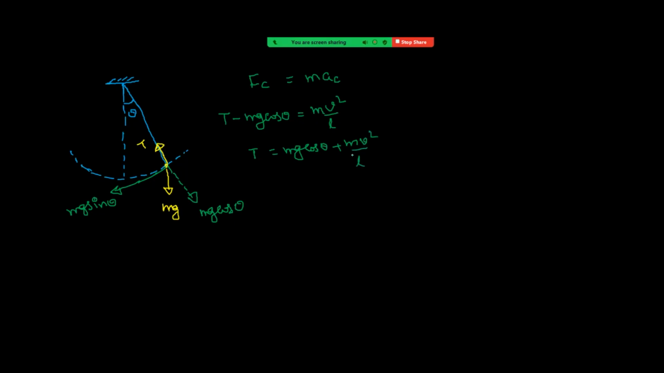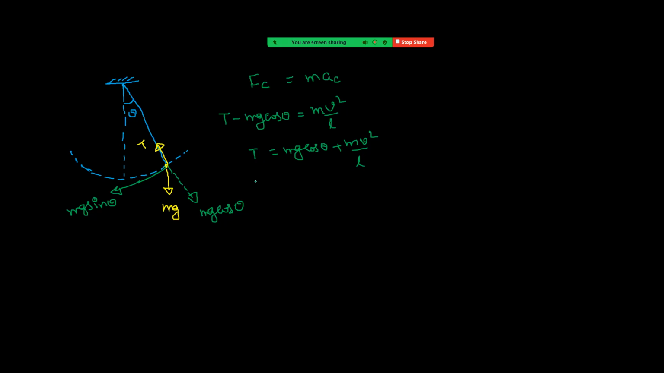Suppose the question is like v is the speed when the string is vertical. String vertical means theta equal to 0. Then it becomes T equal to mg plus m v square by L, when the string is vertical. That means here the tension is maximum when the string is vertical. Okay, right.